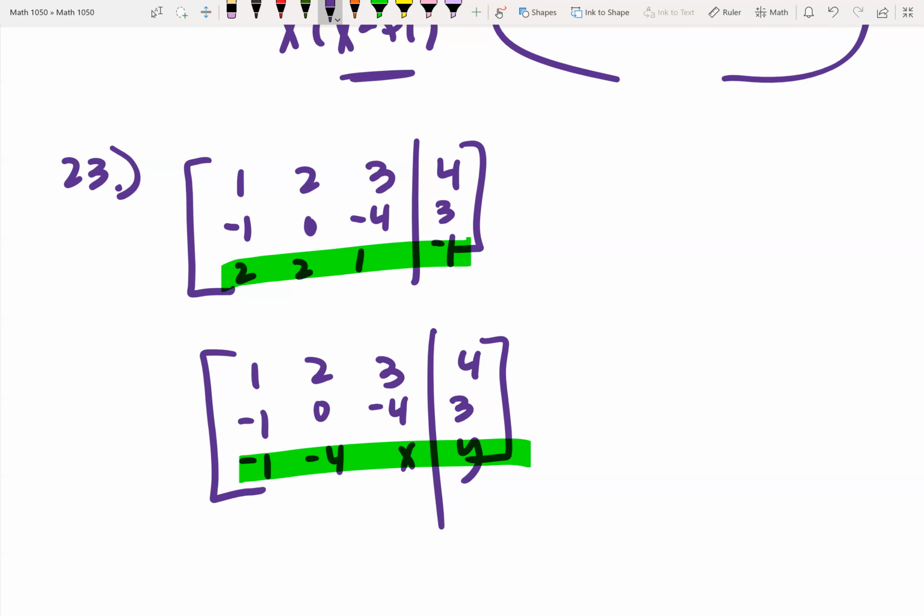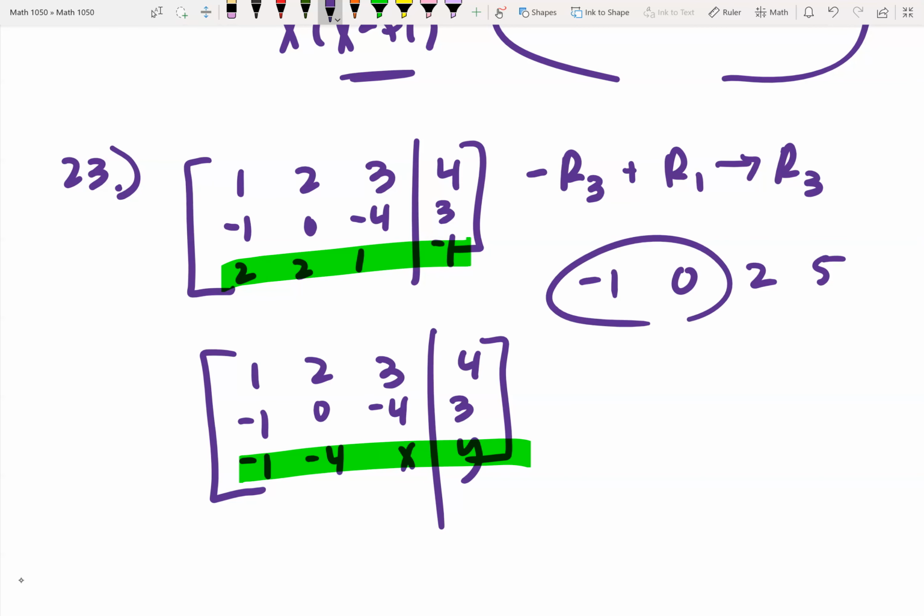So what can I do to turn a 2 into a -1? Well, I could change the sign. So I could say a negative times row 3, that makes that a -2, plus row 1 becomes my new row 3. So basically row 1 minus row 3. So if I did row 1 minus row 3, it'd be 1 minus 2, -1, 2 minus 2, 0, 3 minus 1, that's a 2, 4 minus a -1, that's a 5, and it doesn't work, so that is not it.